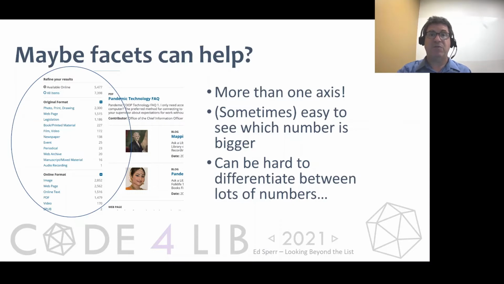It does give us information about things along more than one axis. And it is sometimes easy to see which number is bigger and smaller. But I would argue that when we see lots of these numbers stacked up next to each other, it becomes a perceptual challenge. It's kind of hard to see which number is exactly bigger or smaller than another one and how those numbers relate.